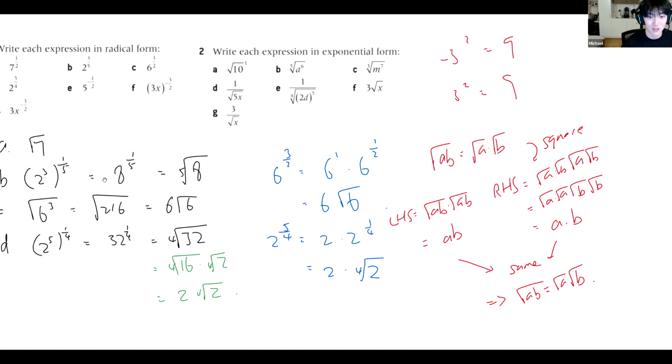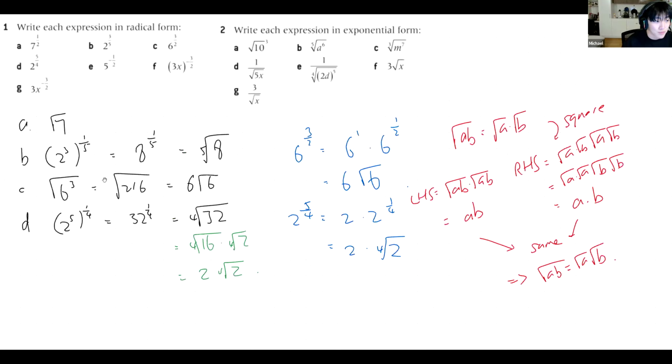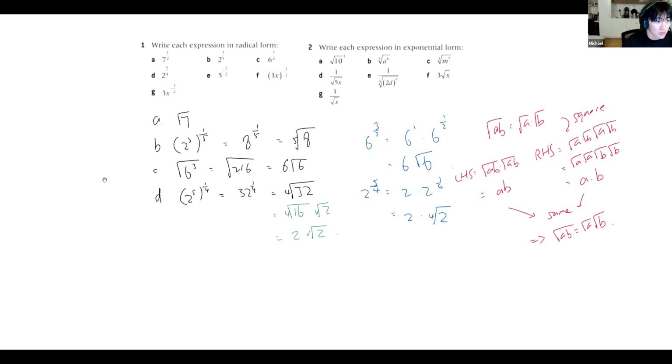When you're trying to prove something by squaring, you always have to watch out for the possibility of them being negative. That's something very important. All right, we're up to D. Any questions up to D? No.